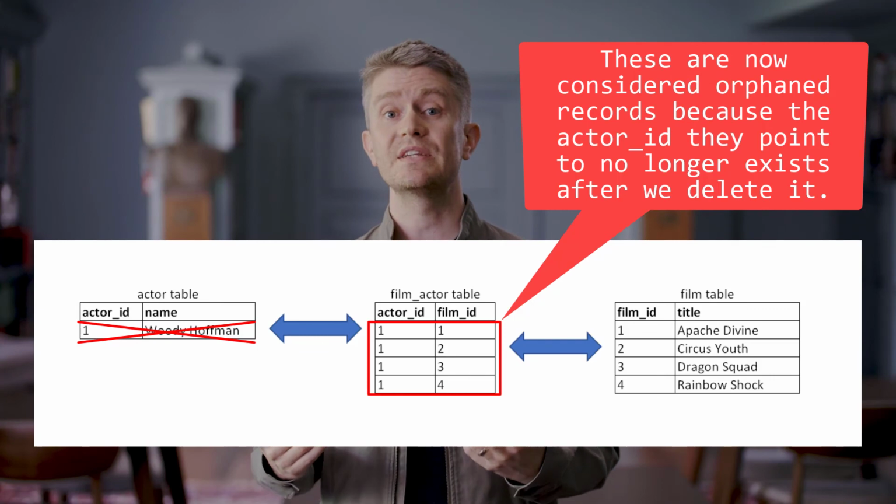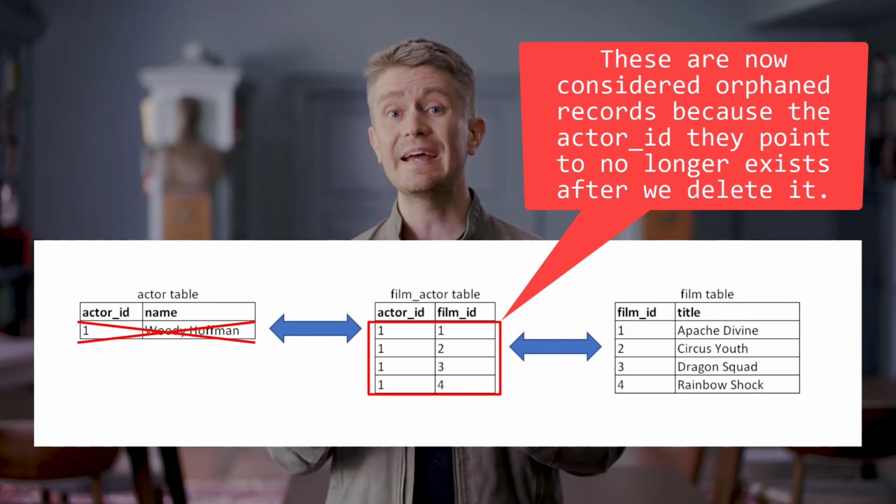This would compromise the accuracy of our data and the integrity of our database. So it's important to avoid situations that lead to orphaned records. And this is why foreign keys and foreign key constraints exist.